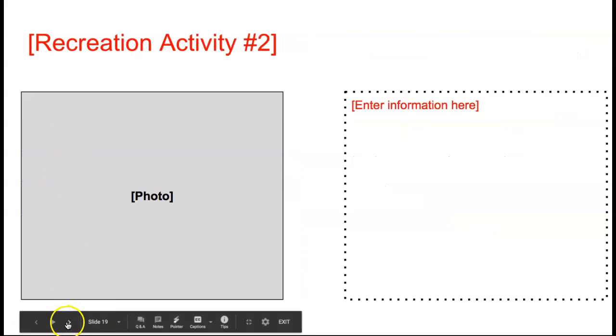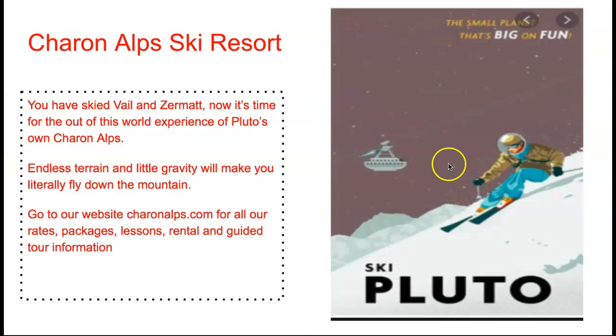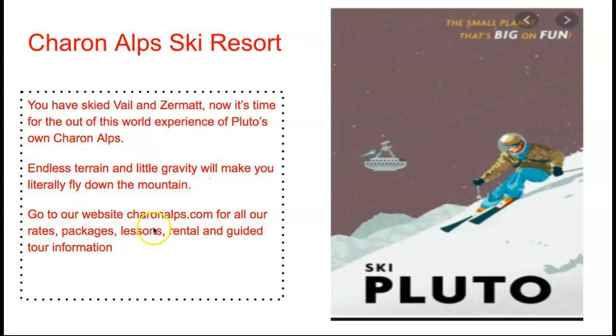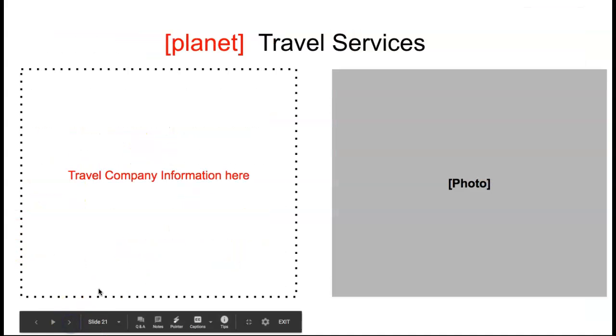And the second one's another activity. This time I made a skiing one. I found this picture of Ski Pluto. I thought that was kind of cool. And so I made up some package information to sell people on doing that.